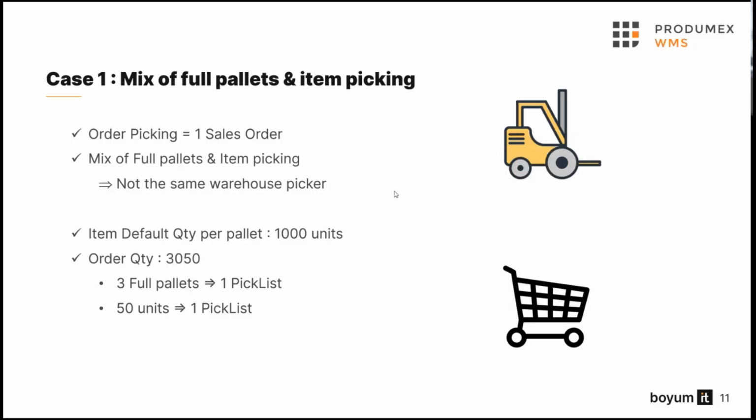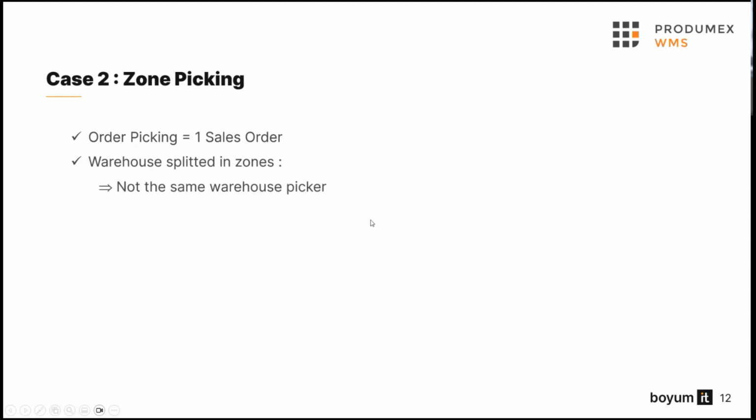Going back. So that was the first example, first case, mix of full pallets and item picking. Second case will be zone picking. So I talked about it just before. I'm going to pick only one sales order, so I'm still doing order picking, but my warehouse will be split into zones. So it won't be the same warehouse picker. And today my zones will be based on temperature. I'm working probably in food business.